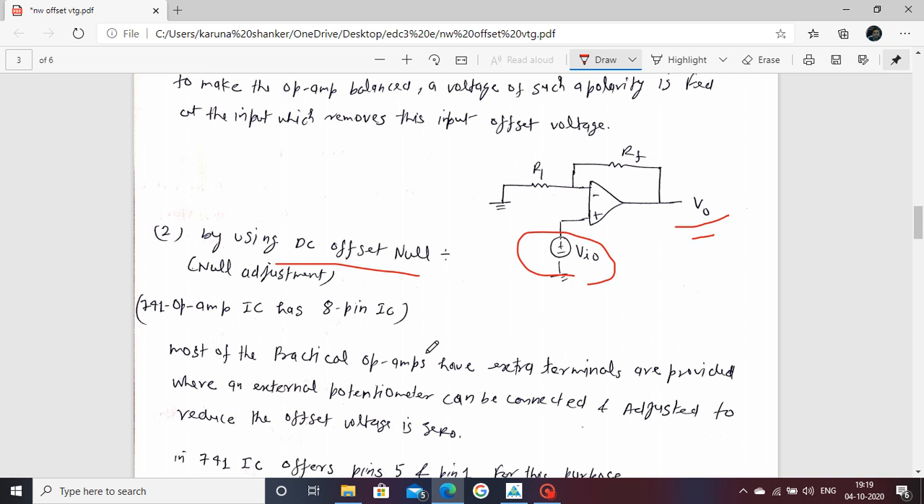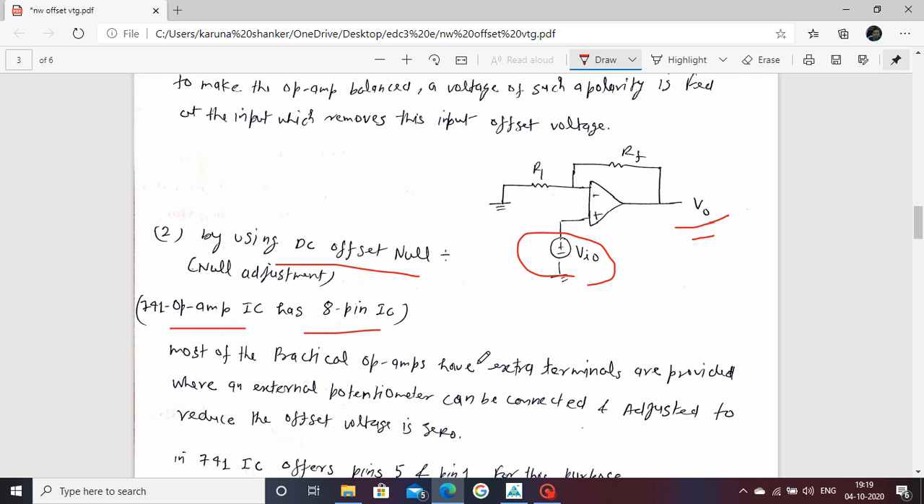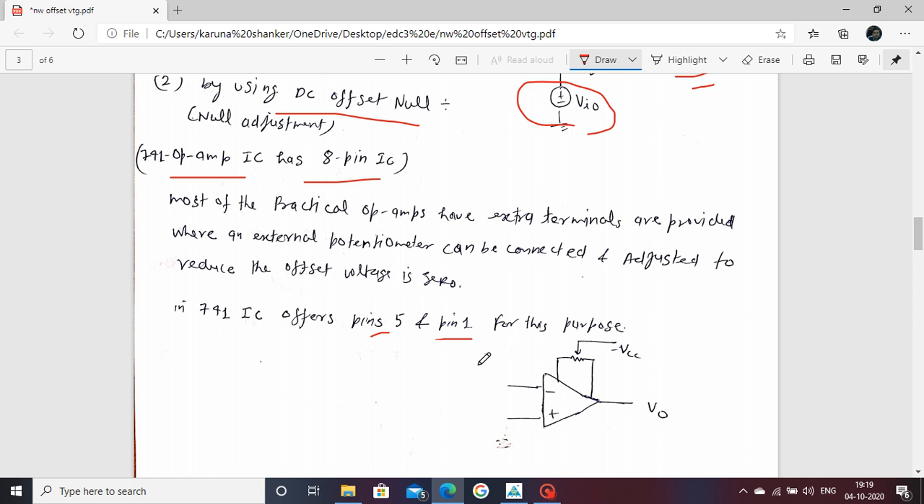To see here, 741. What is the 741? This is an IC categorized as a 741 op-amp IC. This IC has 8 pins. Out of these 8 pins, 2 pins are used for null adjustment, pin number 1 and pin number 5. Pins 1 and 5 are used for null adjustment, which means to minimize the effect of your offset voltage.